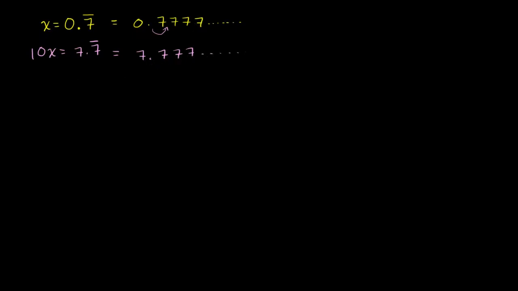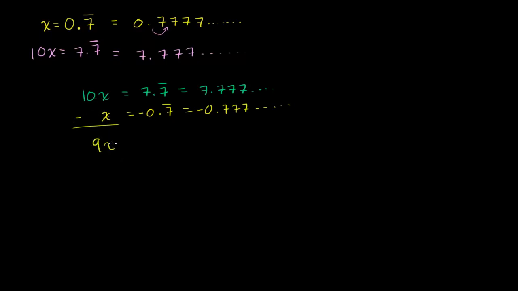So let's do that. Let me rewrite it here just so it's a little bit neater. 10x is equal to 7.7 repeating, which is equal to 7.777, on and on forever. And we established earlier that x is equal to 0.7 repeating, which is equal to 0.777, on and on and on forever. Now what happens if you subtract x from 10x? So we're going to subtract the yellow from the green. Well, 10 of something minus 1 of something is just going to be 9 of that something.